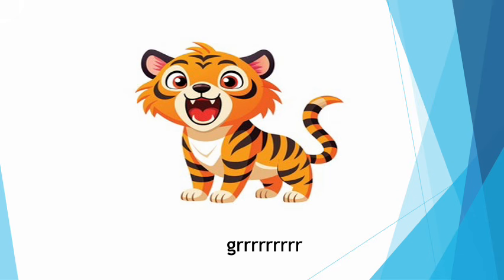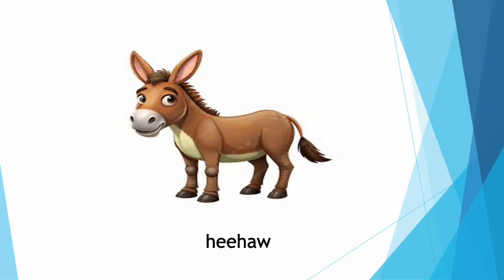Now move to the next animal. It is a tiger and it makes a sound grrr, grrr. Yes. Our next animal is a donkey and it makes a sound hee haw, hee haw, hee haw.